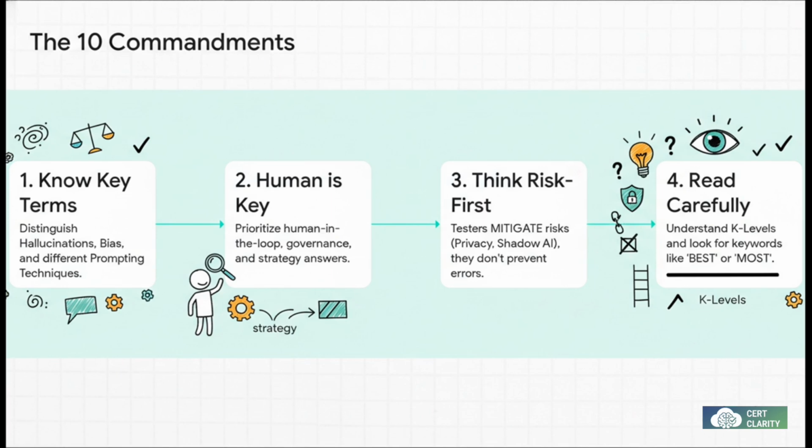5. If an answer talks about governance and strategy, give it a serious look. 6. Know your K levels. Are you being asked to remember or to apply? 7. Data privacy is a huge deal. Know how to protect it. 8. Be able to tell the difference between prompting techniques like zero shot and few shot. 9. A test oracle problem simply means it's hard to know what the right answer should be. And finally, number 10. Read the entire question and all the options. Those little qualifier words are everything.